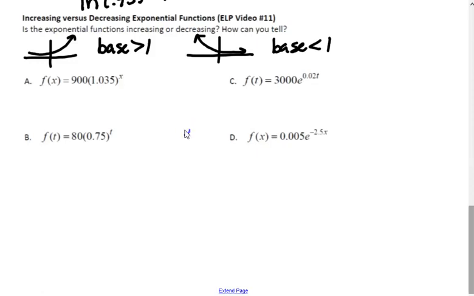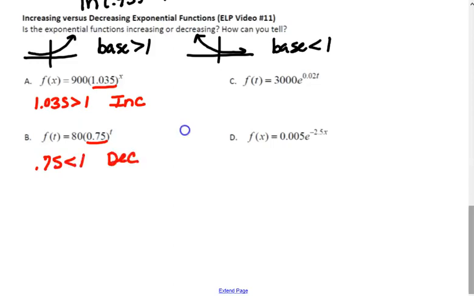So for part A and B, we can see that the base of the exponent is very clear. Here we have 1.035, which is greater than 1, therefore this would be an increasing function. This is 0.75, which is less than 1, so this is a decreasing function.